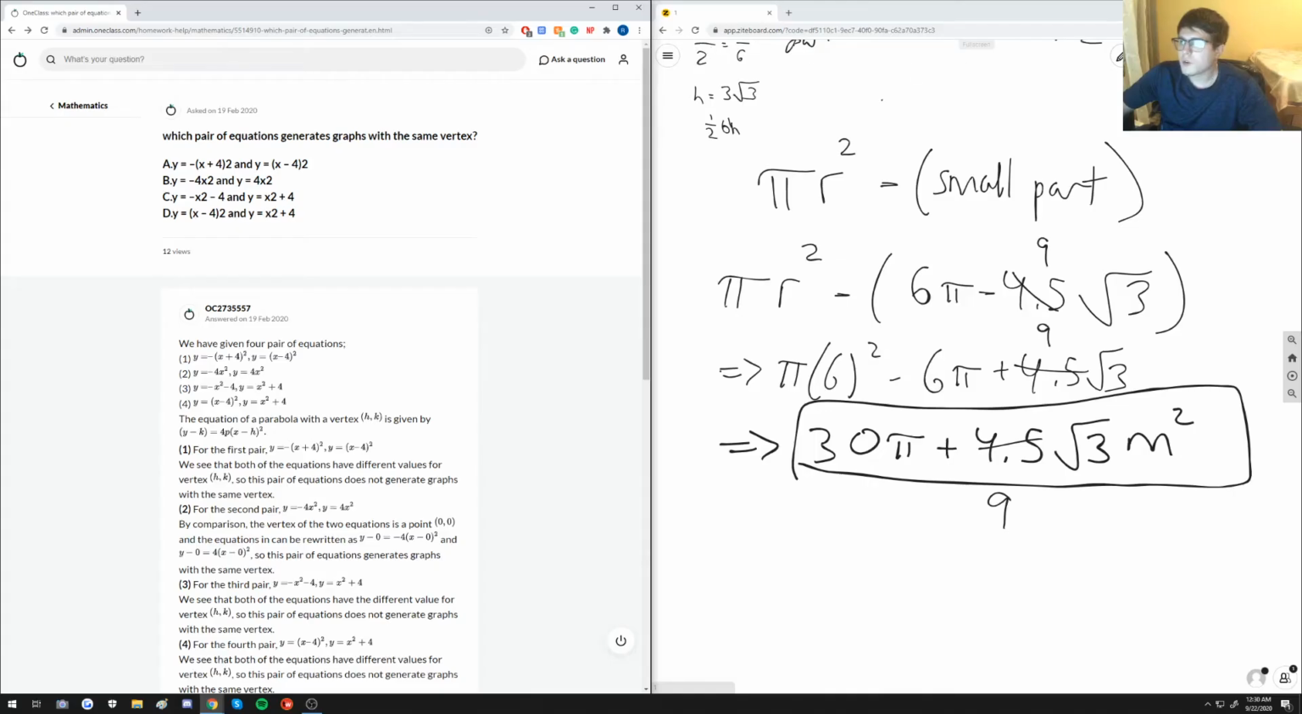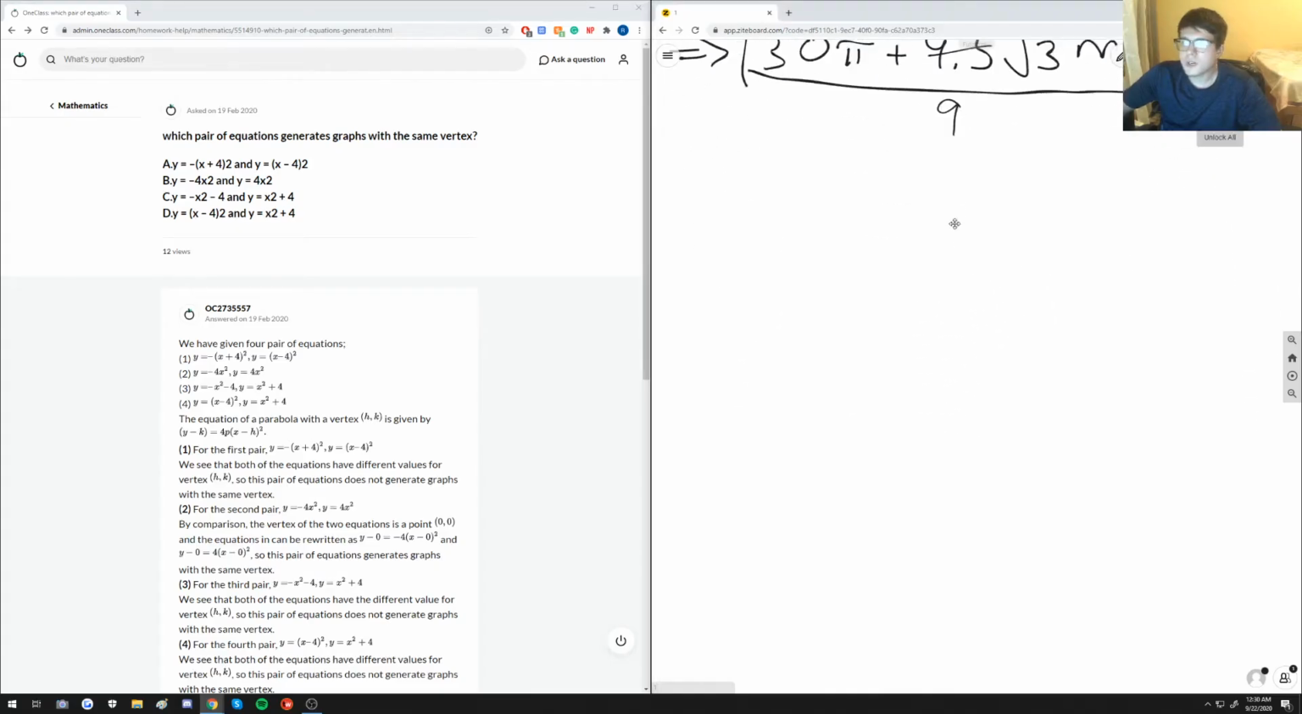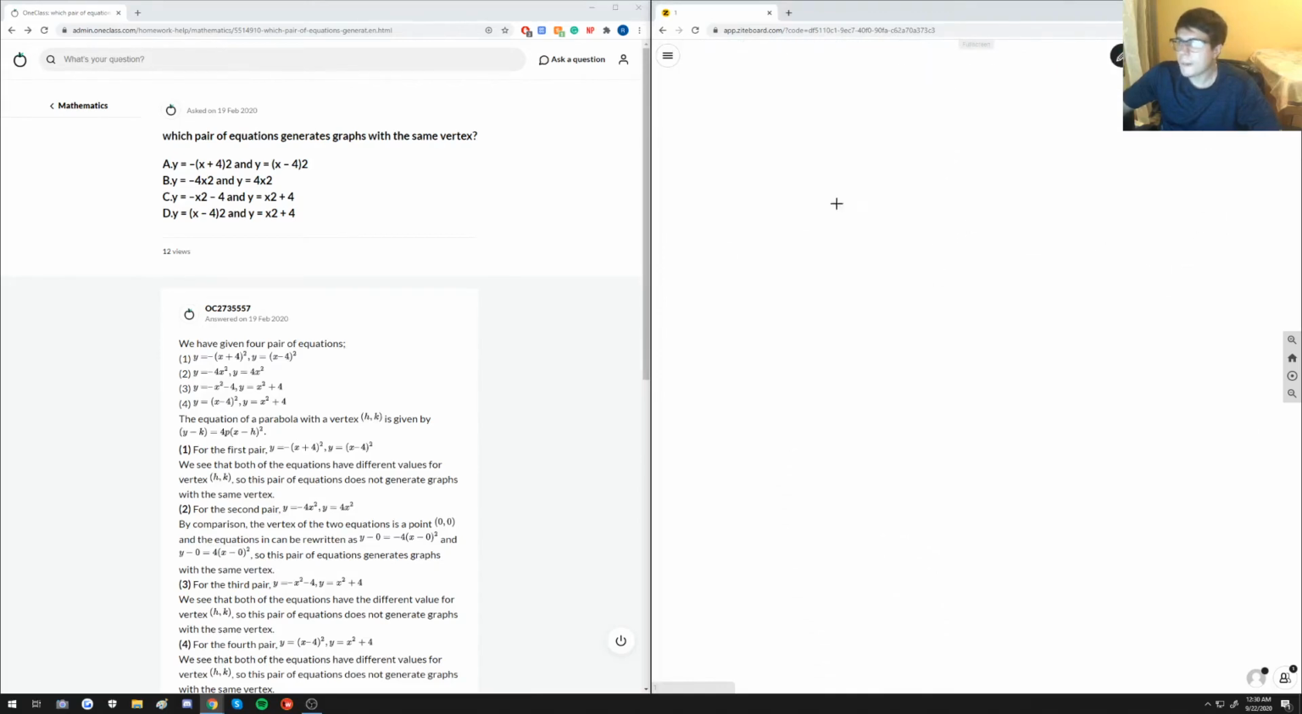So which pair of equations generates graphs with the same vertex? So let's go over this, and we can go over a key concept here. We're talking about a bunch of parabolas here, and to note first and foremost is that in order to have two parabolas with the same vertex, they must have the same axis of symmetry.